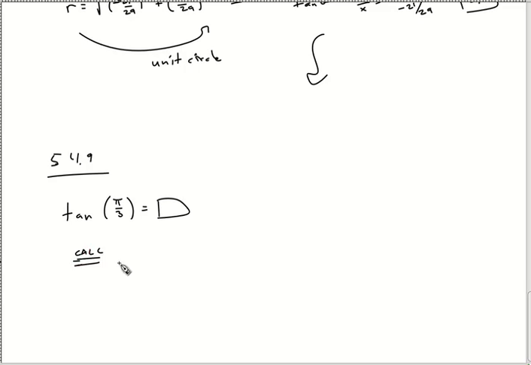Calculator. I got 1.732 blah, blah, blah. Let me try to make that just a tiny bit better looking. There you go. And this will keep going forever. If you see this number, it means that it's a square root 3.